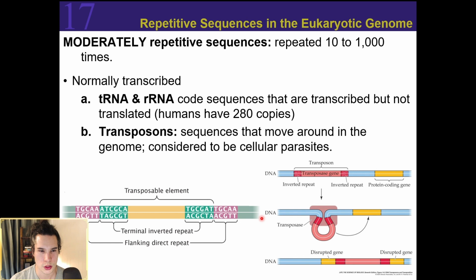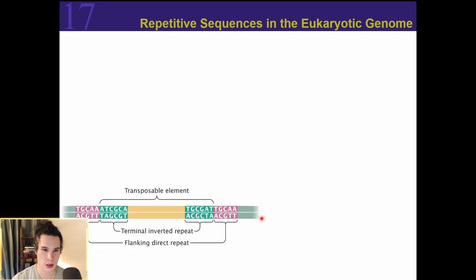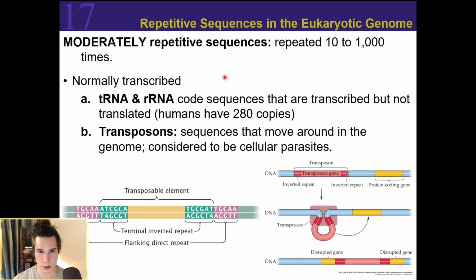All right, so those are going to be your highly repetitive sequences. What about your moderately repetitive sequences? These are going to be repeated from 10 to 1,000 times. And normally these are going to be transcribed, but not necessarily translated all the time. So things like your tRNA or rRNA, which are going to be a part of the machinery in gene expression, but not necessarily translated.